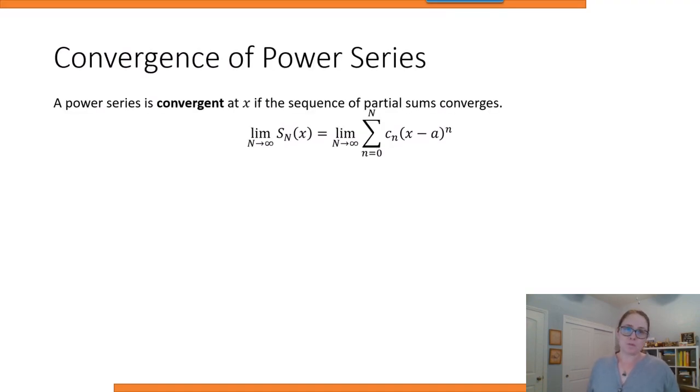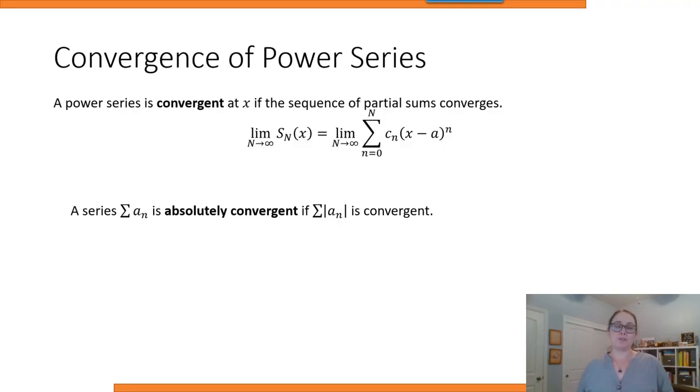Now, one of the things we were concerned with was when is a power series convergent, because this is the domain for our power series. So it's convergent if the sequence of partial sums converges, or if I take the limit of the partial sums, then that limit would exist. I get something other than infinity, or does not exist.